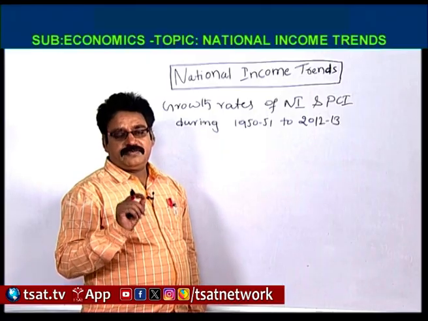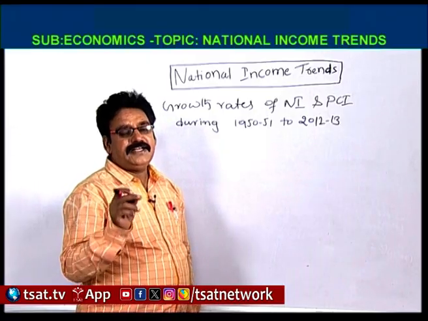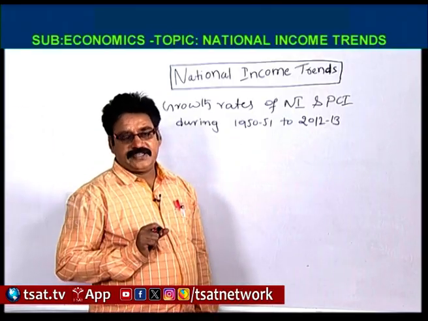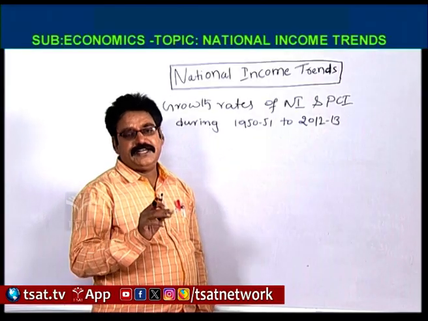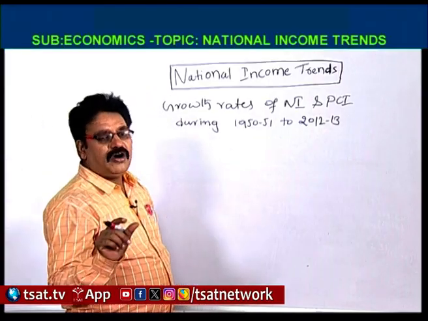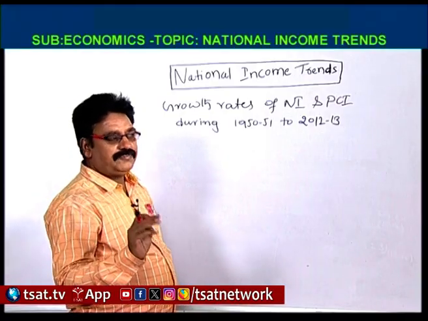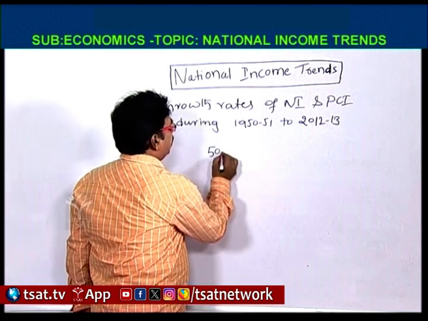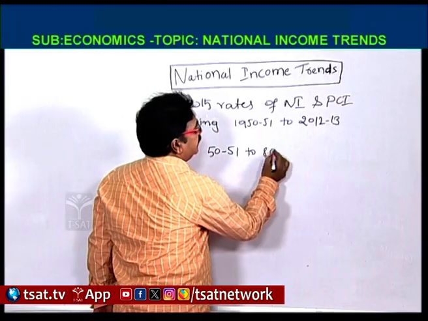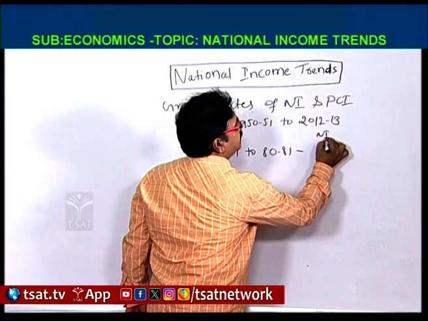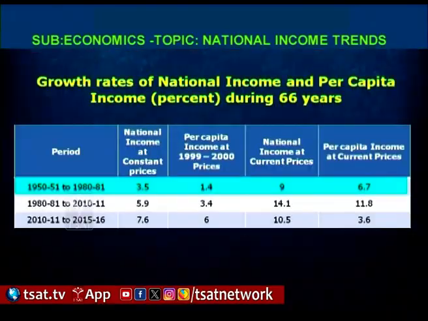Professor Raj Krishna commented that 3.5 is the Indian growth rate, calling it by that name itself. We registered only 3.5% national income growth during the first 30 years of the planning era, 1950-51 to 1980-81. In the same period, the per capita income growth rate was only 1.5%.